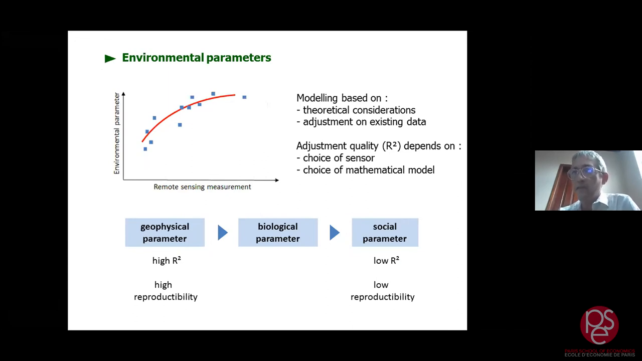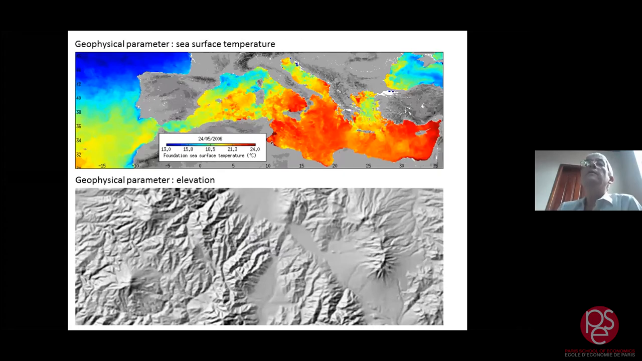On the contrary, on the other side of this flow chart, for a social parameter, if I'm able to establish a correlation between, for instance, population density and some characteristic on the ground in terms of human traces, probably it will not be relevant in America or Africa. So the approach may be similar, but we will have to reconstruct the models.